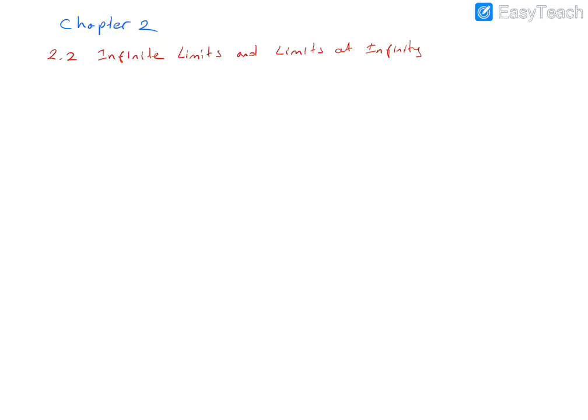Although we will include graphs to illustrate basic concepts, we postpone a discussion of graphing techniques until the next chapter or chapter 4, I don't remember, okay? So, let's start with the infinite limits. Infinite limits.